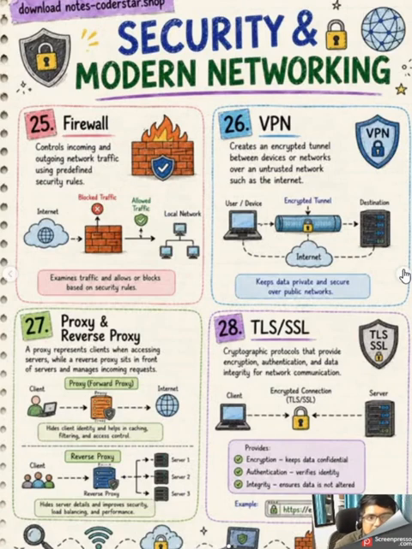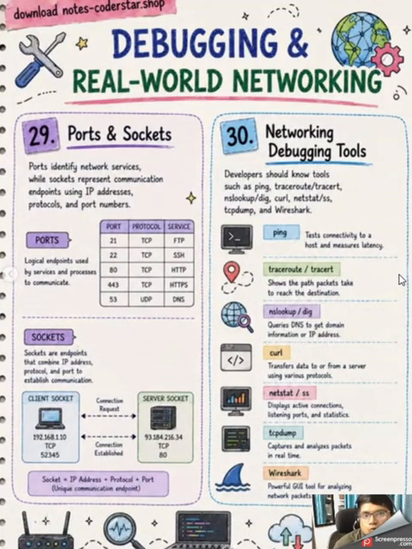And what are TLS and SSL? Cryptographic protocols that provide encryption, authentication, and data integrity for network communication. Encryption keeps data confidential, authentication verifies the identity, and integrity ensures data is not altered. And we have ports and sockets.